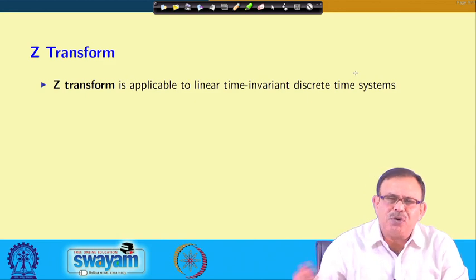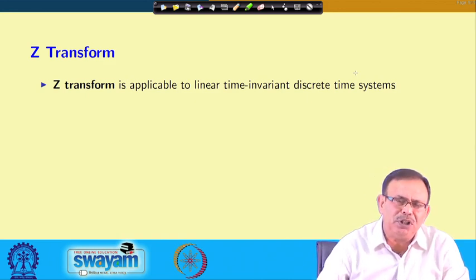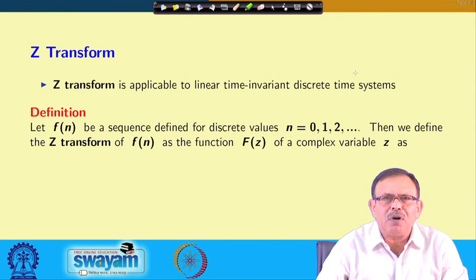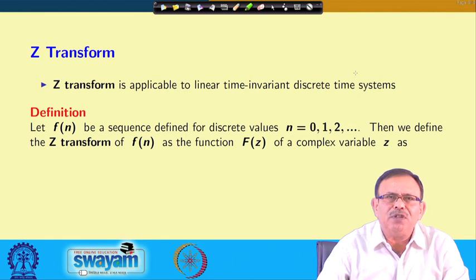In statistics, mostly this Z transform is used. So, first we will give the definition and the properties. After that, we will see how to find the Z transform of some functions. Suppose f n is a sequence defined for discrete variables n equals 0, 1, 2. That is, for each value of n, f n has a particular value. Then we define the Z transform of f n as a function of z, where z is a complex variable.